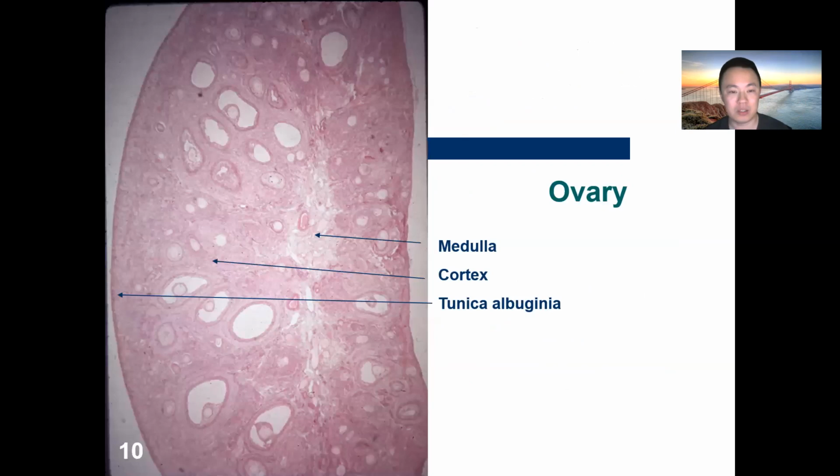Here's a nice histology image of the ovaries. You can see here the tunica albuginea. Where's my pen? The tunica albuginea is out here. Okay, we have the cortex, and then you have the center medulla.